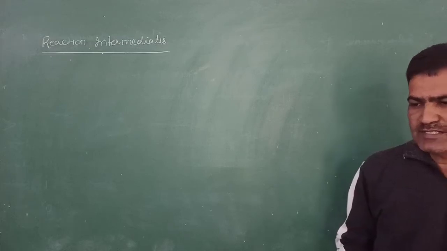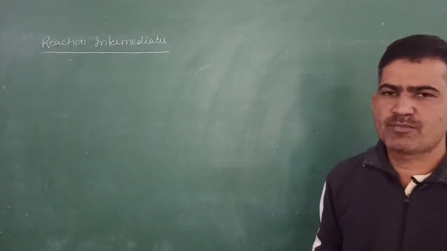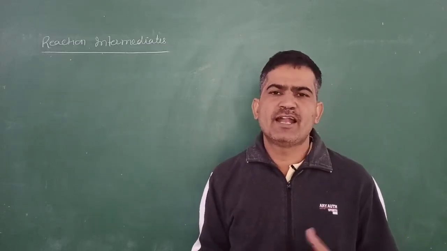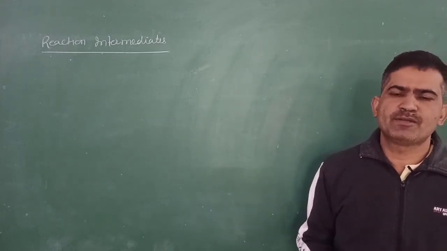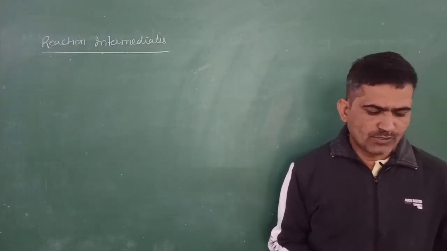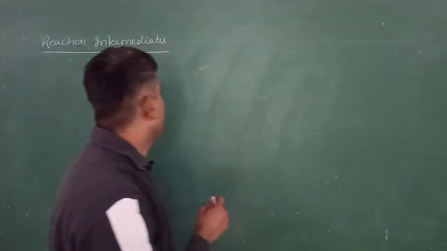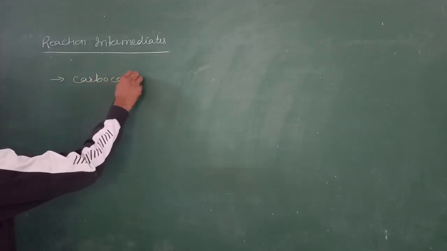A number of reaction intermediates are formed during a chemical reaction, just like carbocation, carbanion, carbenes, nitrenes. These are the reaction intermediates that form during a chemical reaction. Now today first we discuss about the carbocation.